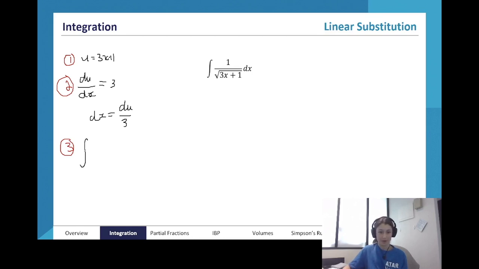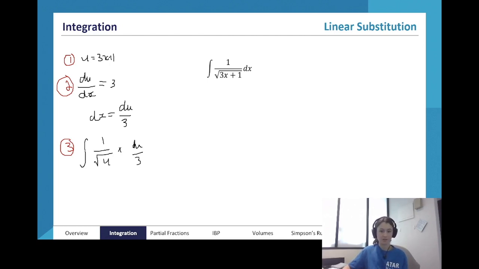So we're going to have 1 over root u multiplied by du on 3. And then once we've done this, we now need to integrate with respect to u. So we're going to be acting as if u is the variable instead of x.